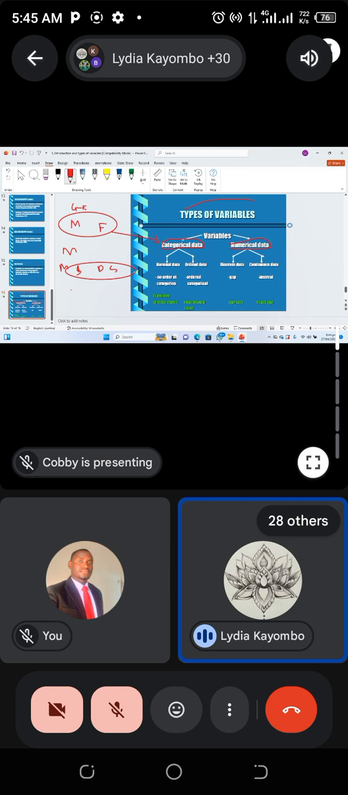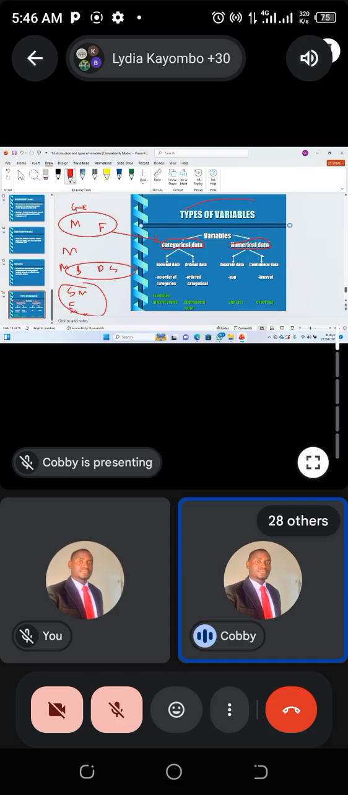The social status. Yes, the social status. We have low economic social status, high economic social status, and middle economic social status. So we have different categories. So these are called categorical variables.